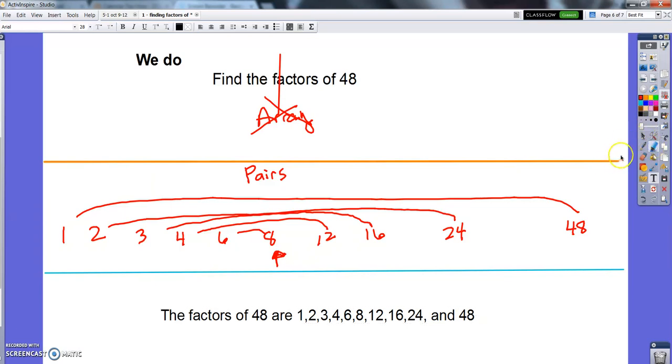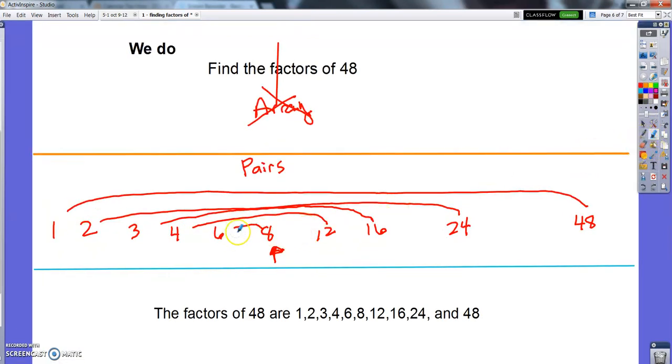Check your list and make sure you found some. The ones that you're likely to miss: 6 times 8 you probably have memorized. 4 times 12 you probably have memorized. This one is kind of a sneaky one, as is maybe this one. 3 times 16 is 48, and 2 times 24 is 48. So check your division on those. The key to this is you have to remember to check numbers you may not have memorized.